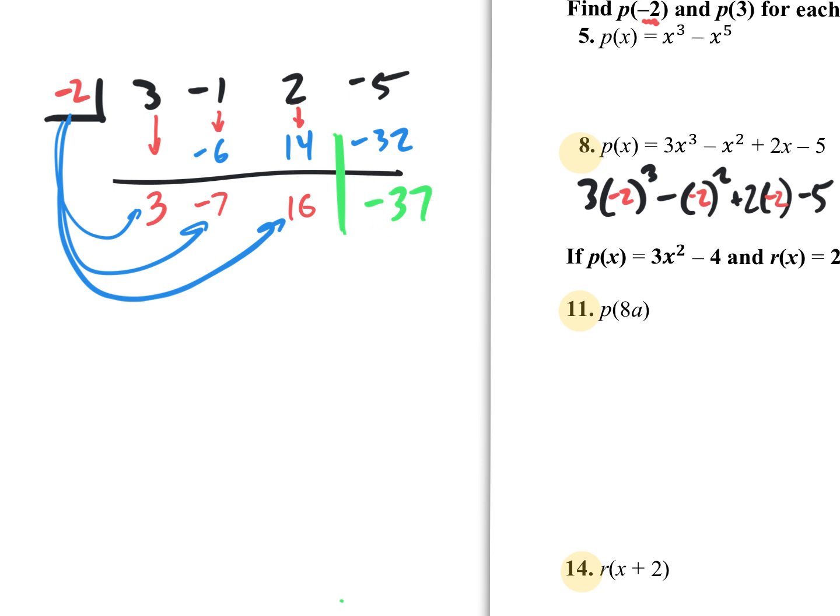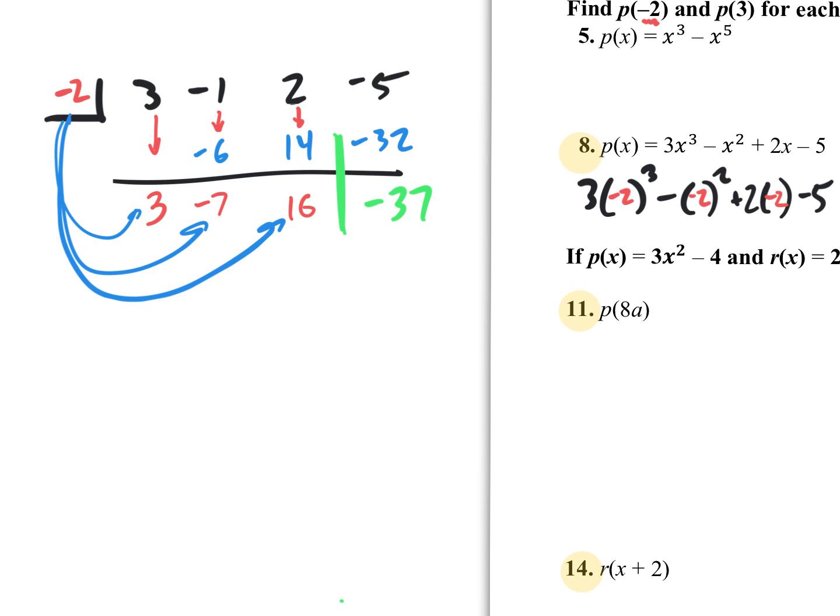Okay, so that's just something interesting that you could use synthetic instead of division. You could use it as substitution. You don't think opposite on what you plug in. You just plug in the value that they want you to plug in into synthetic substitution. And instead of the remainder, that gives you your output. Input -2 gives you your output -37.